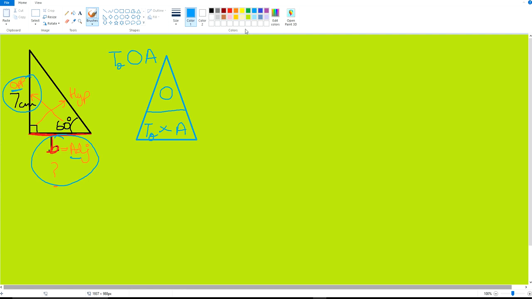Now, because we want to work out the adjacent, we put our finger over the adjacent and cover it up, and that will tell us what to do. So the adjacent, which is equal to our B, is equal to the opposite divided by the tan of the angle.